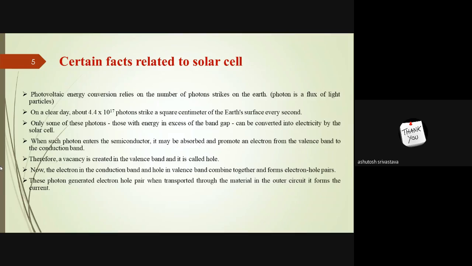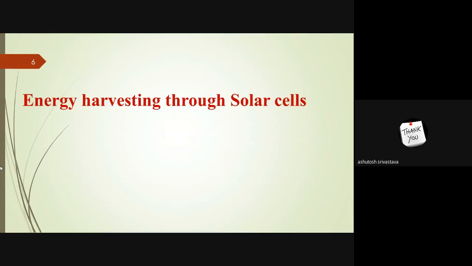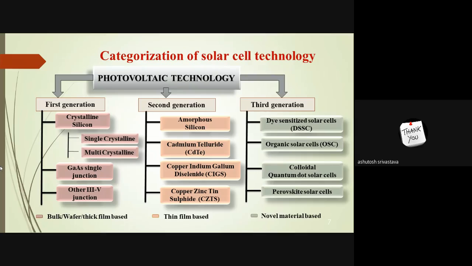This photon-generated electron-hole pair, when transported through the material into the outer circuit, forms a current, which I have already said. So this is a very certain fact related to a solar cell, which we all need to know. Now, how is energy harvested through a solar cell? Before that, it's very important to understand what the various technologies present in our current scenario are, and most importantly, which of them is competent to meet power generation.